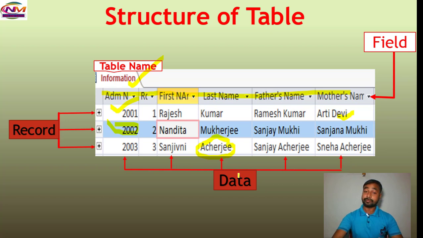converted into information. Students, about the definition of data, in the previous class you have learned that data is raw facts and figures which do not give any meaning, so that is called data. And the combination of all those data, when it comes to a conclusion, is called information. So 2002 is not giving any conclusion, that's why it's called data. But 2002, roll number 2, name Nandita Mukherjee and the complete details, that is called information.